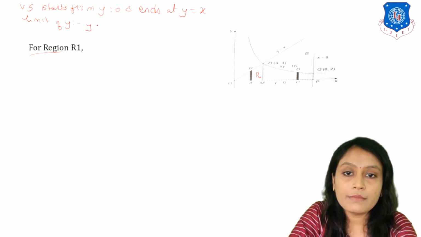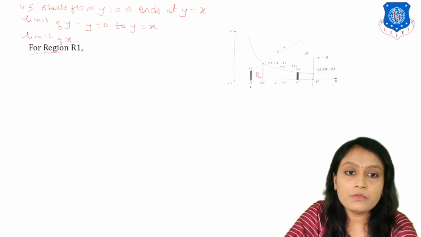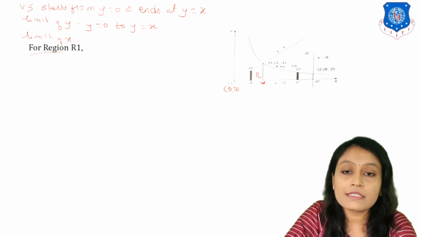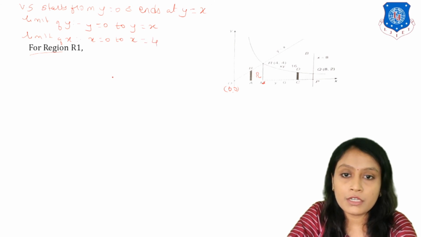So you will get the limit of y as y is equal to 0 to y is equal to x. Okay, and next we will write the limit of x. Now we will move this vertical strip from this 0 to this m, right? So it starts from 0, 0 and it ends at this point. Okay, so here the x coordinate is 4. So the limit of x is what? x is equal to 0 to x is equal to 4, right?